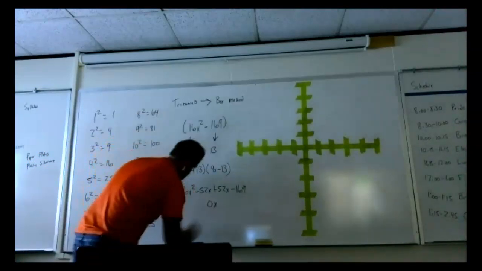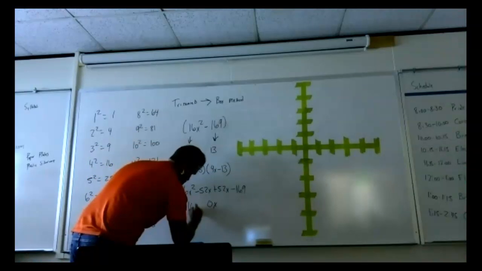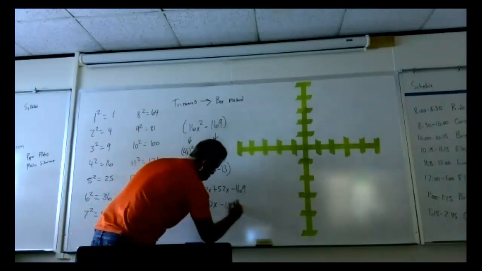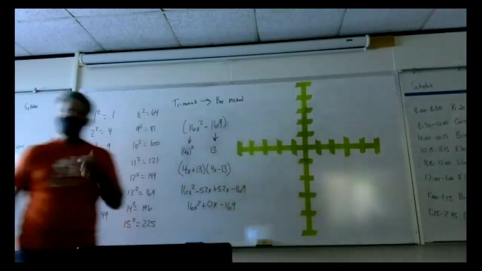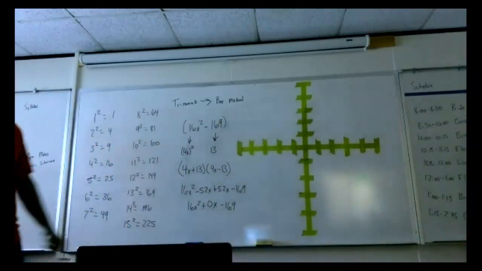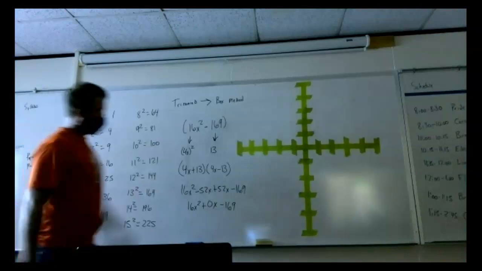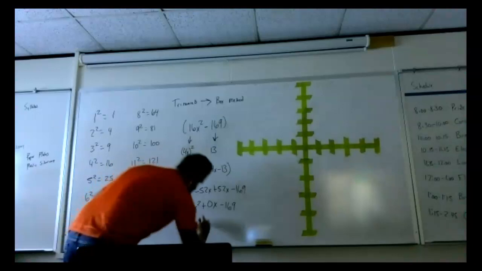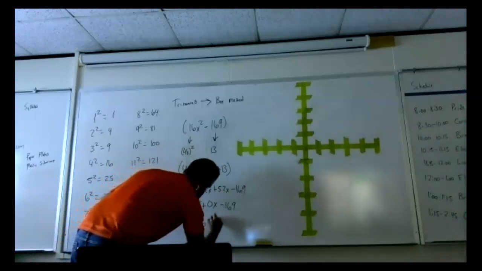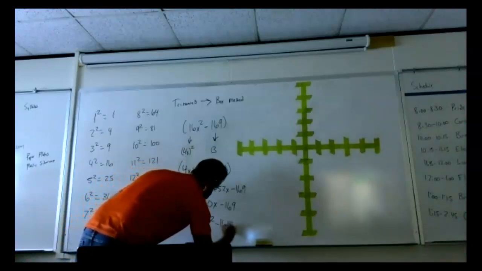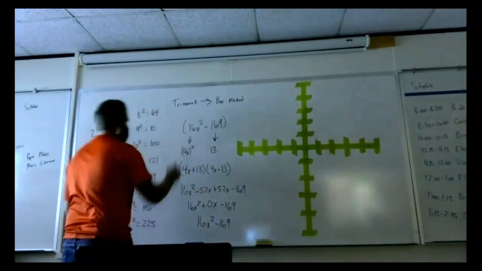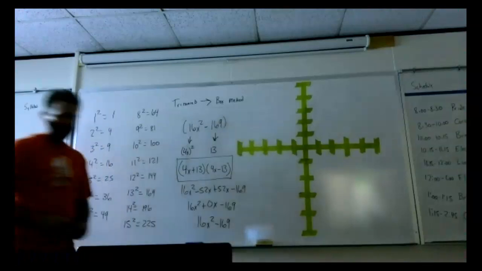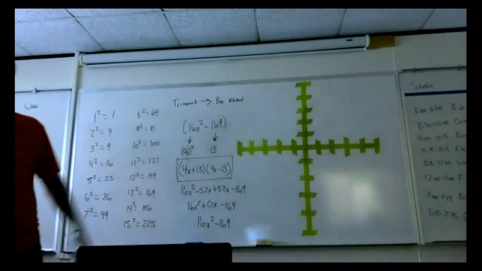So we would have 16x squared plus 0x minus 169, and I'm just writing the 0x to emphasize a point. Understand that that's redundant information because anything times 0 would be just 0, so we could omit that. We'd be left with 16x squared minus 169. So our answer would be presented here, and it's factored.